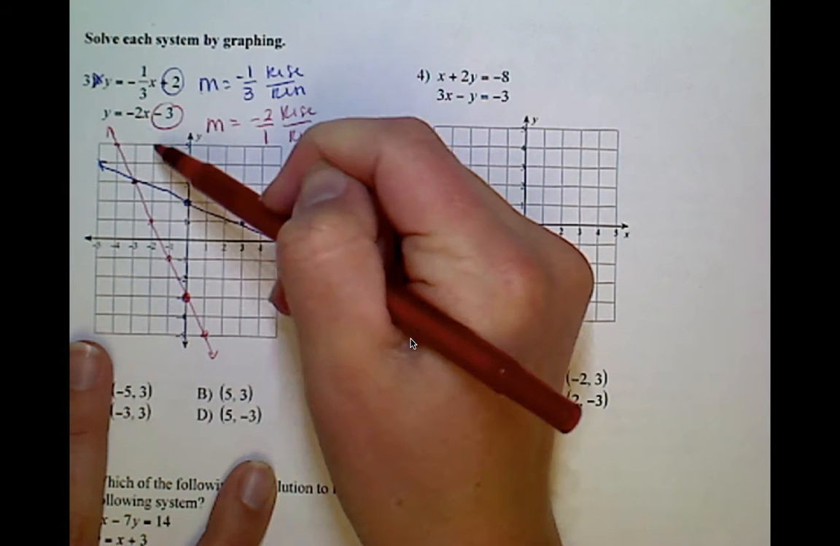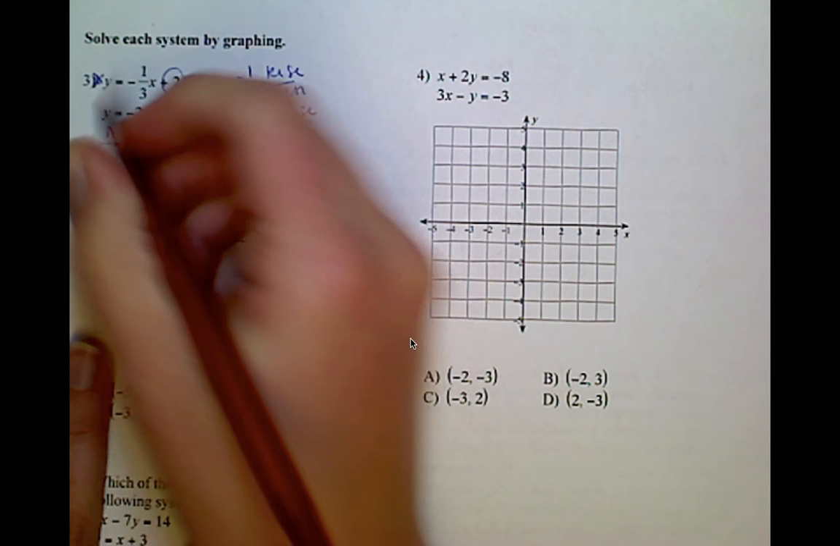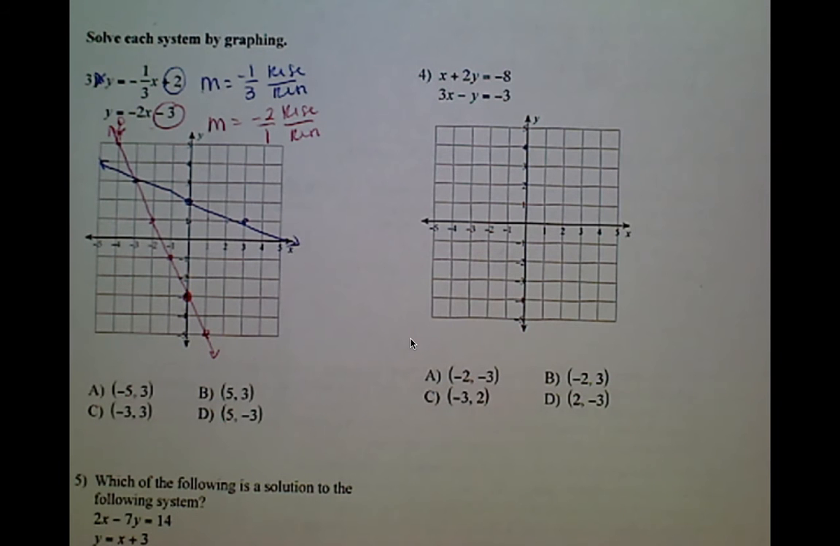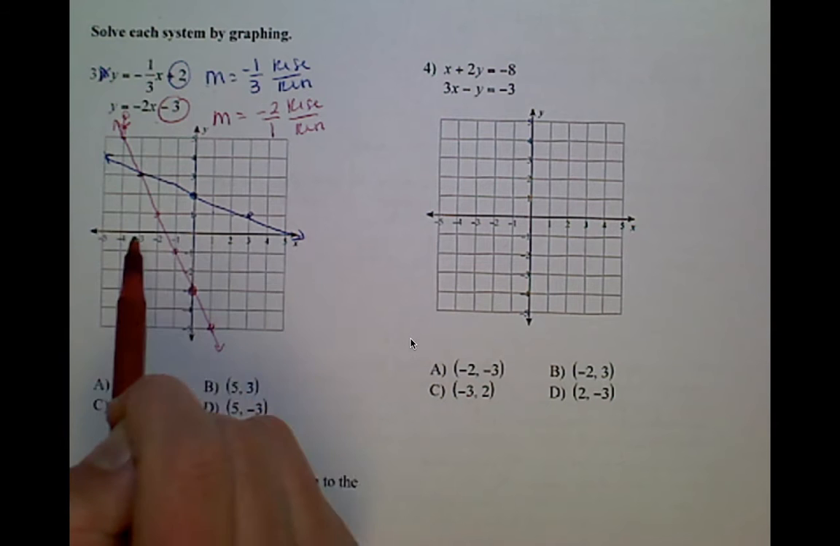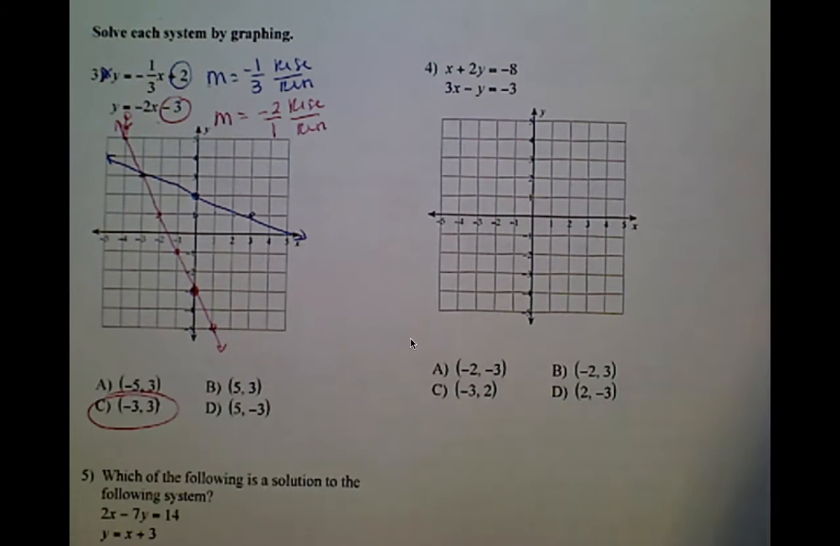Same thing, negative slope, that line's decreasing, okay? If I was to draw that little guy right there, he'd be falling down that ski slope, okay? He wouldn't be going up. It's a decreasing line. They intersect at the coordinate negative 3, positive 3, which is answer choice C.